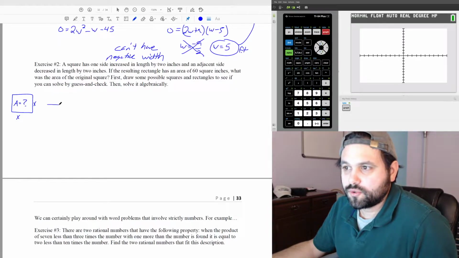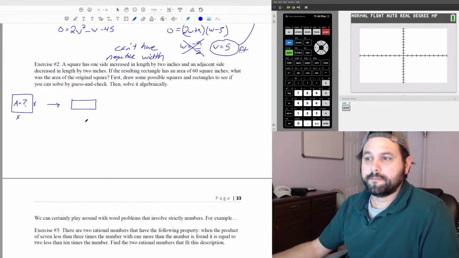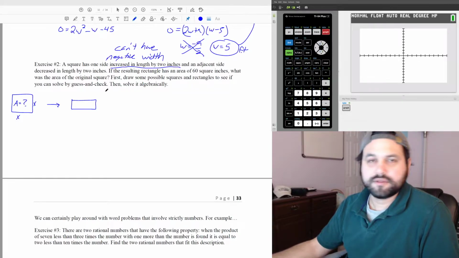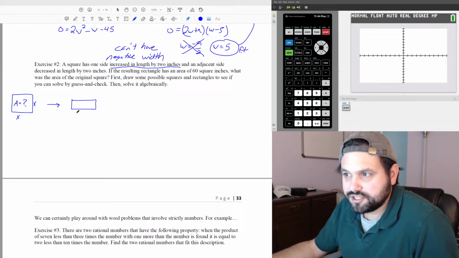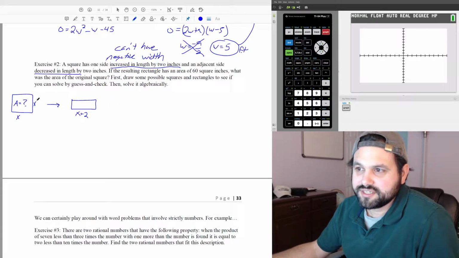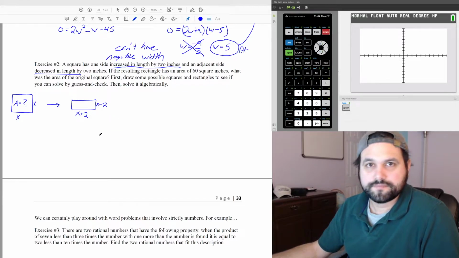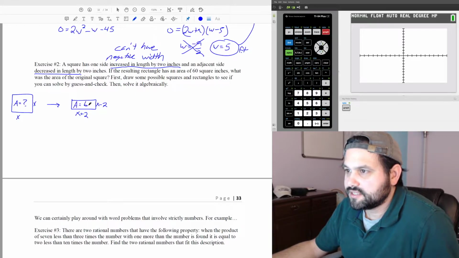However, we take this square and we turn it into a rectangle. And we do that by increasing the length by 2 inches. So I'm going to take this length and I've increased it by 2. So that's x plus 2. And then I've decreased the other side of it. So I've decreased this by 2. So that's x minus 2. And this rectangle we know has an area of 60.